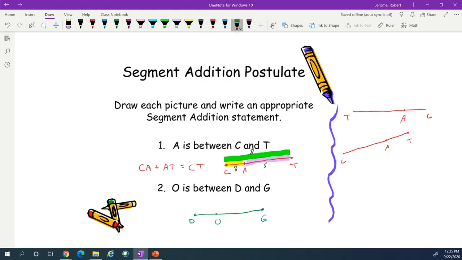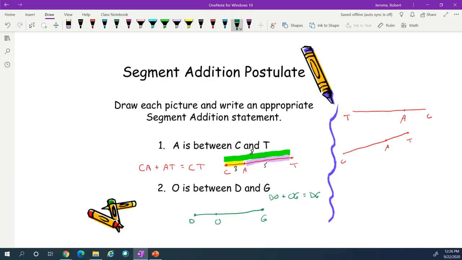Let's look at the second one. And again, my segment addition statement here, I'm going to take the first piece, which is labeled DO. I'm going to add the second piece, OG, and I'm going to call the total DG. Remember, these are the measurements of segments. Whether you call it DO or OD does not matter. It's the same measurement.